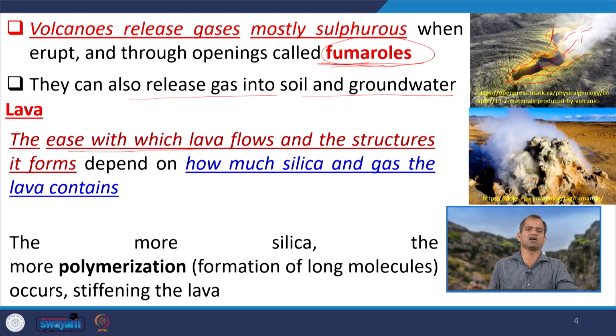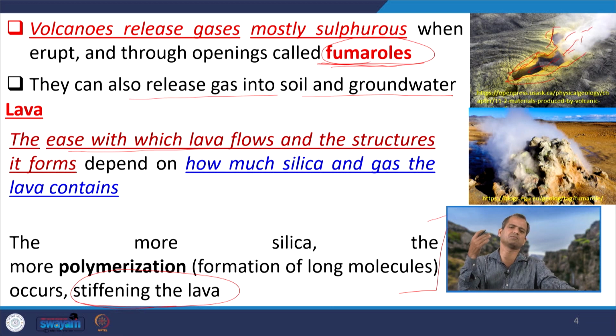So, the more silica, the more polymerization, and more polymerization means long chain silicate structures are formed, and that is the stiffening of this lava. So, this is the key portion of mineralogy. When we talk about different silicate structures, starting from tectosilicate and coming to nesosilicate, the chain gradually decreases, and that decrease in chain means viscosity gradually decreases.